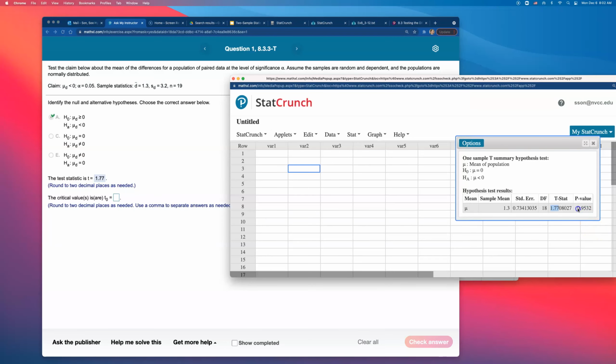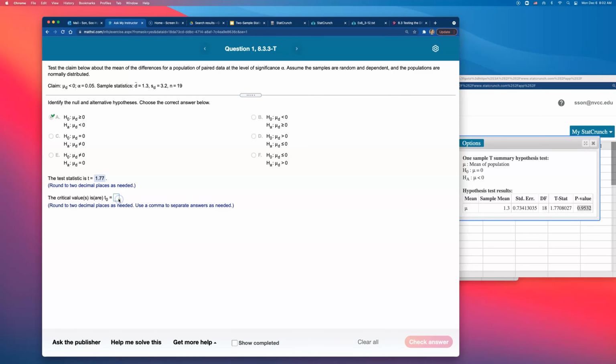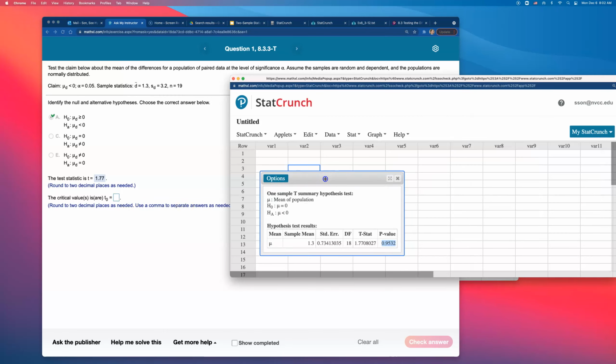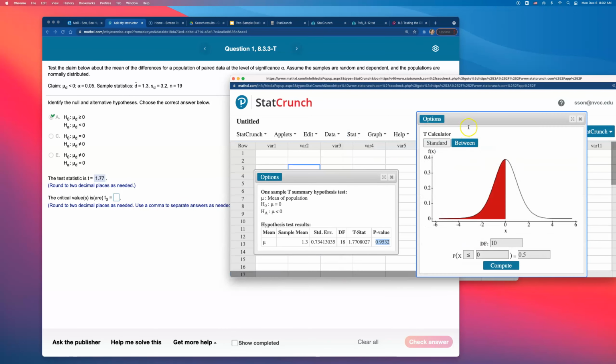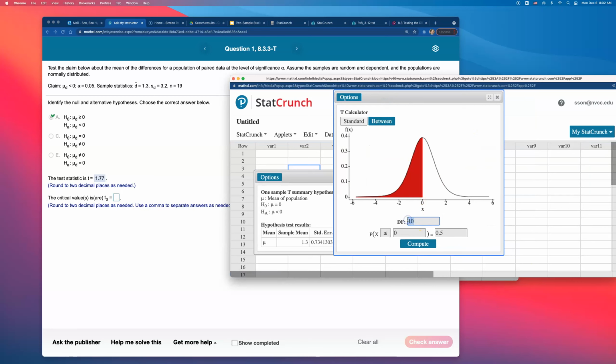All right, so what's the standardized test statistic T? And the p-value is horribly big, right? That's way too big. Hold on. They want the critical value method. They do not want the p-value method. Okay. So what I need is to open up my T calculator and look up the t distribution. And what is the degrees of freedom? It's always one less than the sample size, right? Sample size is 19. So degrees of freedom is 18.